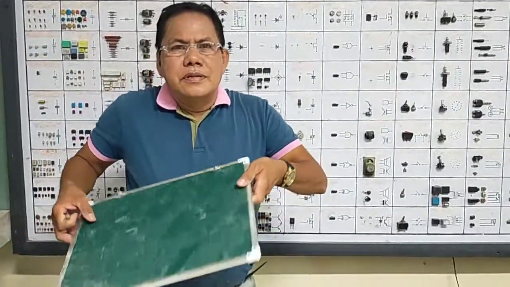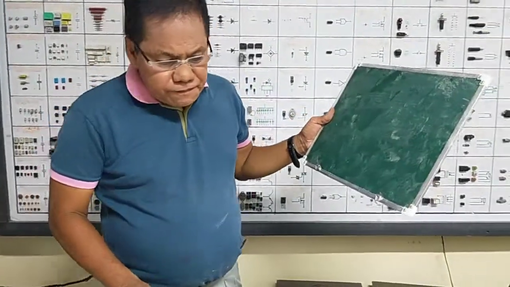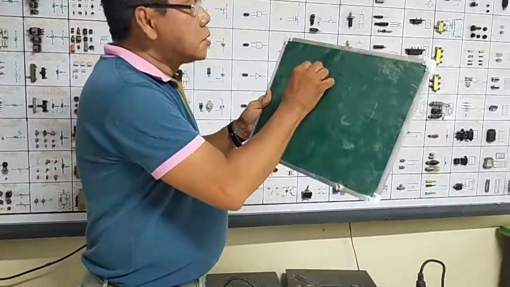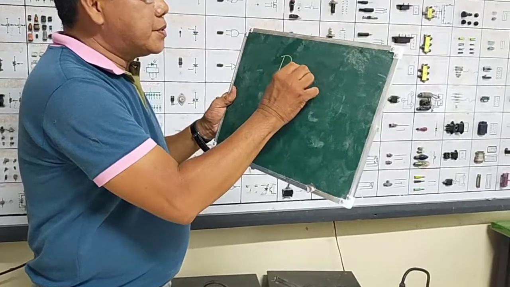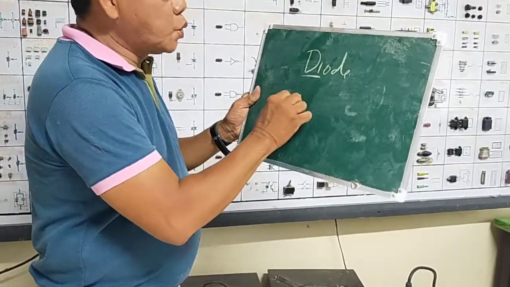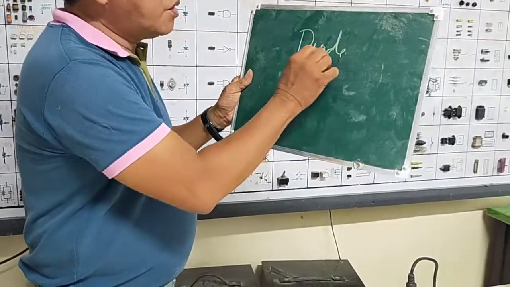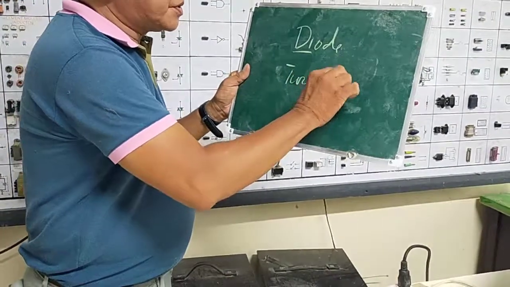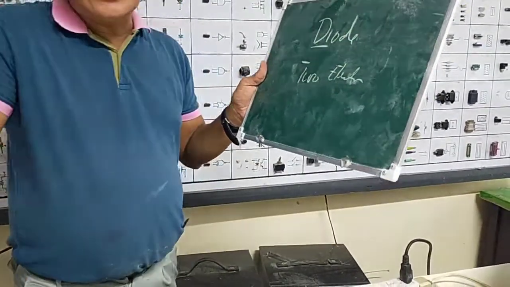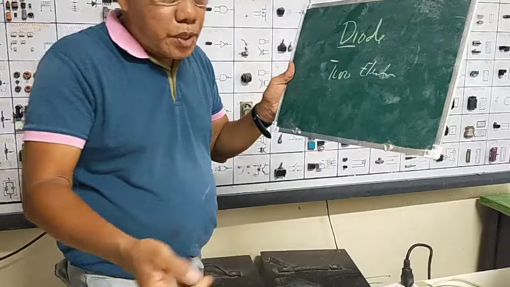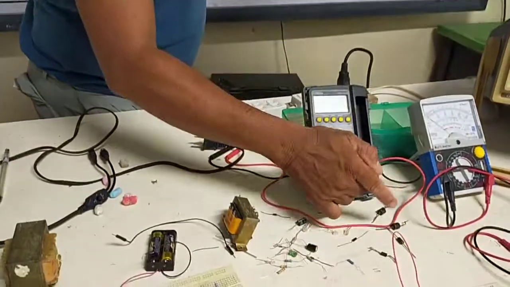Diode comes from two electrodes. Di means two, and ode is electrode. There are two electrodes of this diode. That is why there are two terminals, the anode and the cathode.